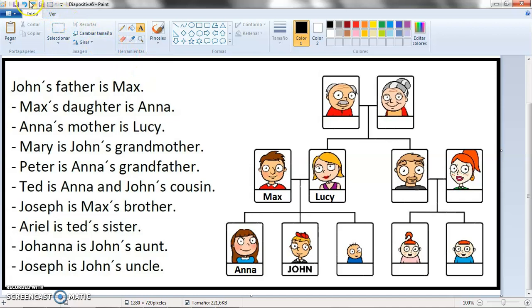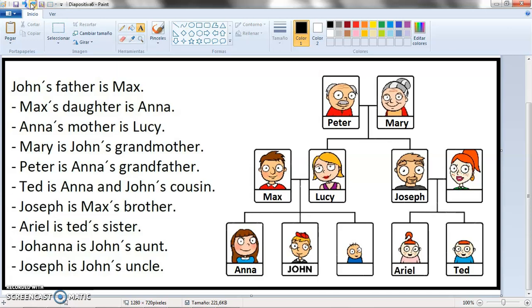Right? Now the next one. Mary is John's grandmother. John and the grandmother. So that's Mary. Peter is Anna's grandfather. There you go. The only grandfather that we have here is this. Ted is Anna and John's cousin. Primo. Ted, that is Ted. Joseph is Max's brother. Yes, the guy with the beard, el tipo de la barba, es el hermano de Max.